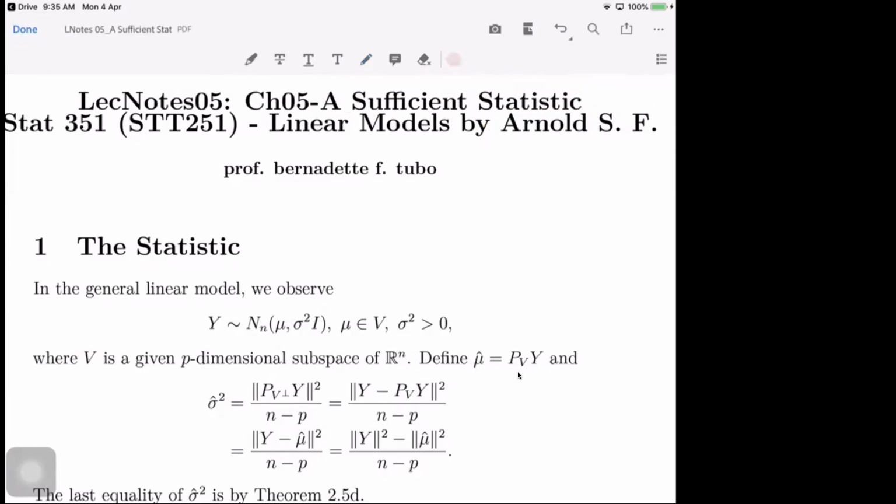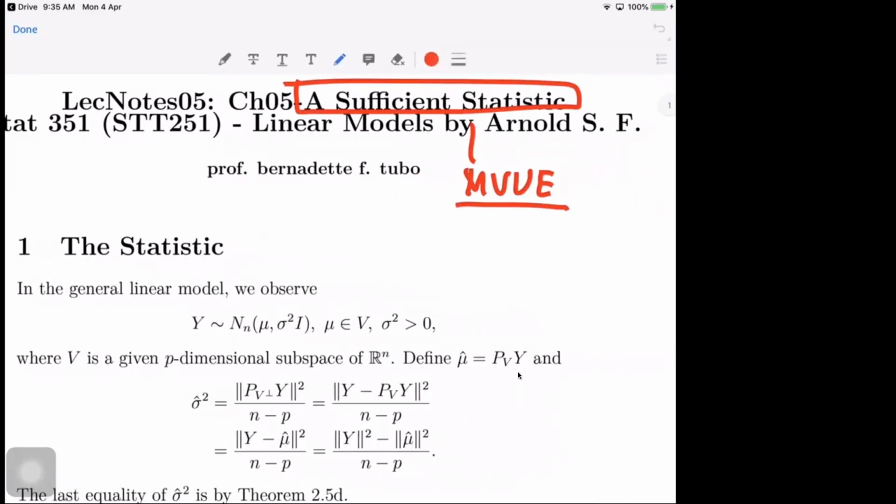Okay, so the first part of chapter 5 is the statistic for linear models. The general linear model is that we observe a y, where n here means that it is an n by 1 vector, which is normally distributed with a mean vector mu and variance sigma squared I. So it means that it has a constant variance. Again, in the coordinate-free linear model, all you have to specify is a mean vector mu, which is in a subspace V.